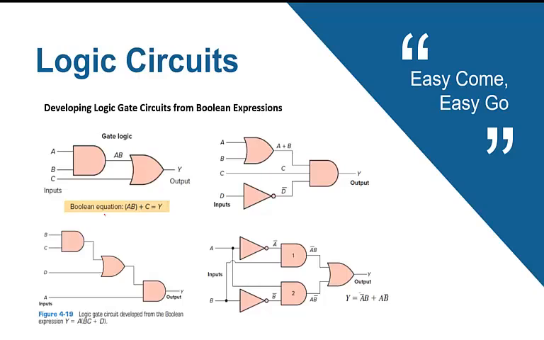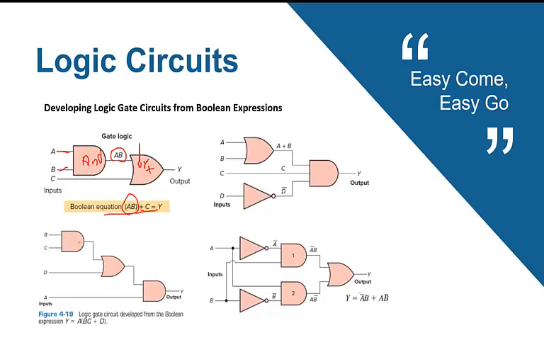So if you have the Boolean expression or Boolean equation Y equals AB plus C, first we are going to make AB. AB means that I have two inputs, A and B, and they are connected with an AND gate. And after that, AB is connected with C with an OR gate. So here we have plus, so AB plus C, this is an OR gate.